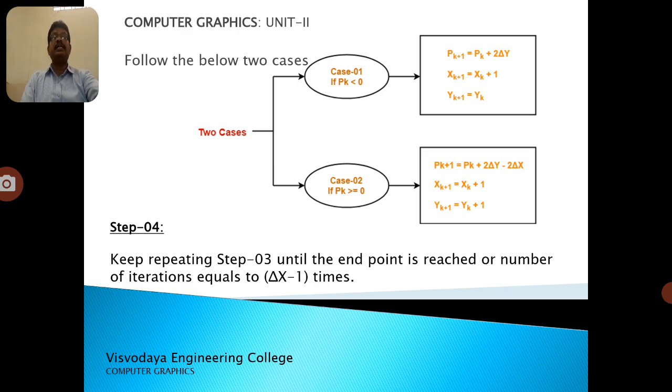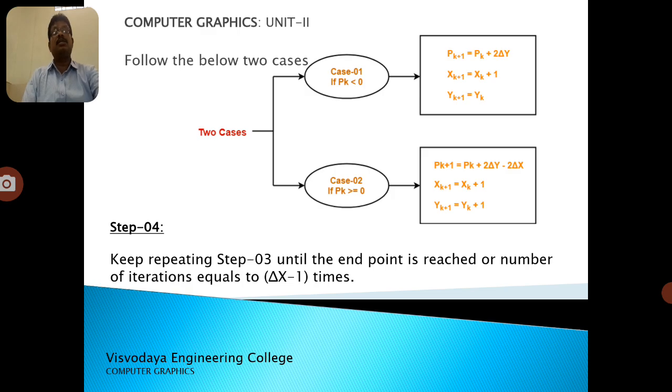Now identify the difference between case 1 and case 2. The next parameter values and the next coordinate values are different in case 1, and similarly in case 2 the way of finding the next parameter is different, and the next coordinates also follow a different standard. So we can decide the coordinates based on the pk value, and the pk value changes rapidly based on the given condition.